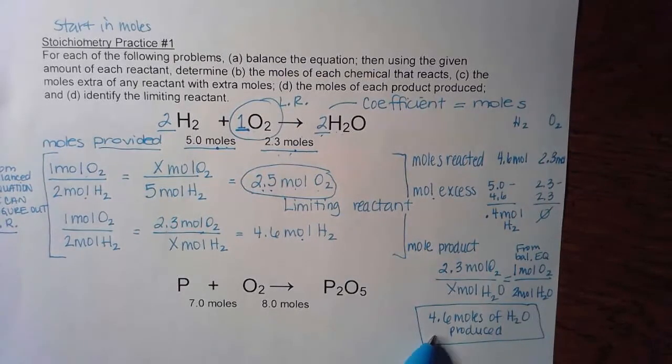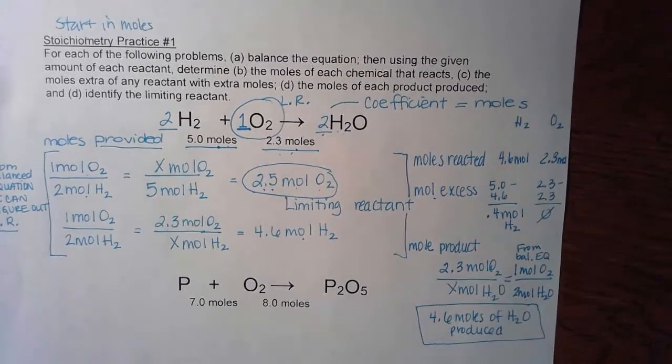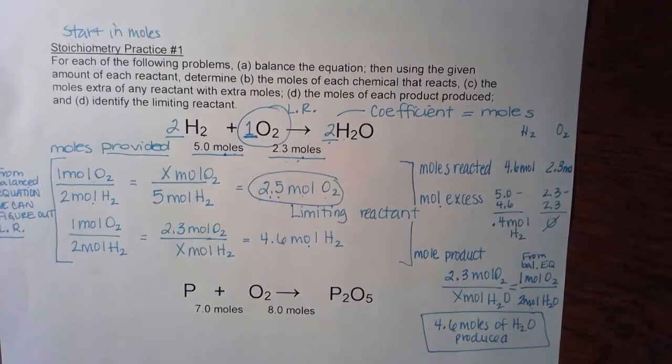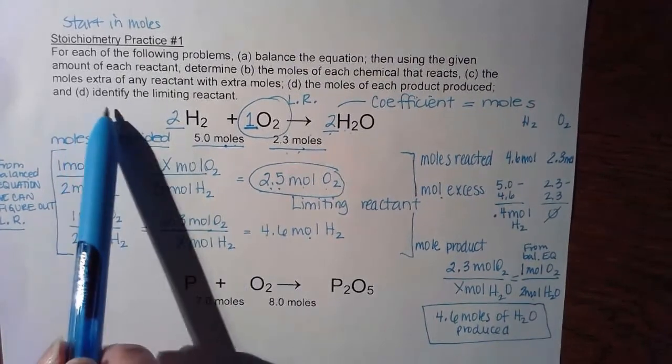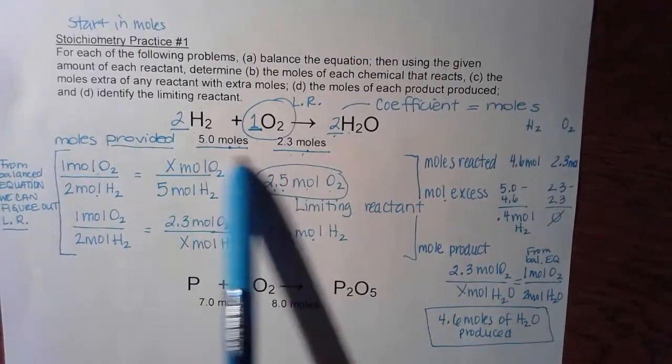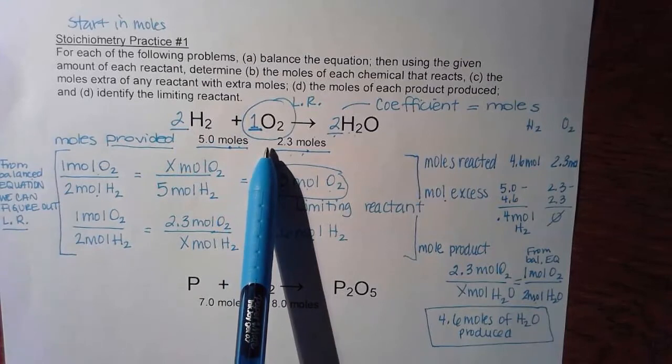That's not that handy because we still can't measure that out in lab. However, we learned last week that we can take moles and convert it to grams and vice versa by multiplying by molar mass. So you could take this 4.6 moles of water and multiply it by its molar mass and convert it into grams. And then you could get your final answer using how many grams of water you have.